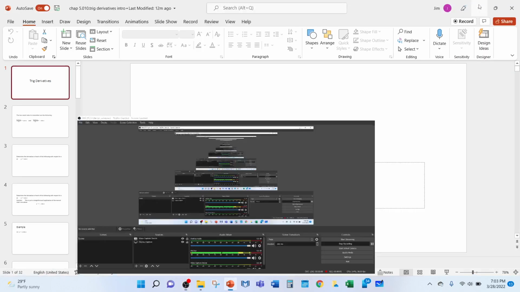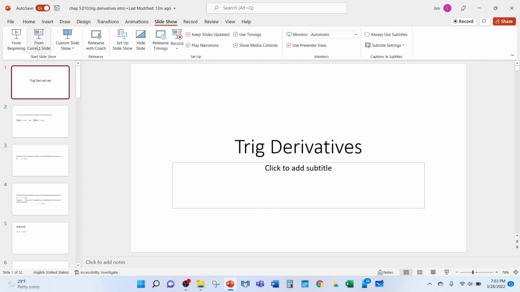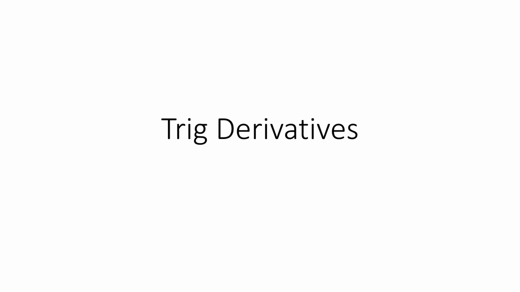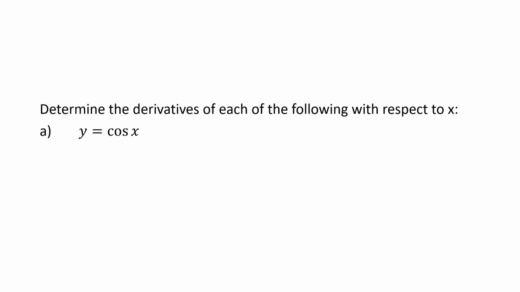In this video, we're going to determine trig derivatives. In a previous video, we proved that the derivative of sine x with respect to x is cos x, and the derivative of cos x with respect to x is negative sine x. So, let's go from there and start answering a bunch of derivative questions.